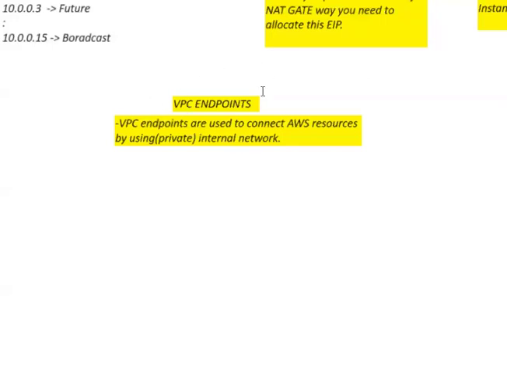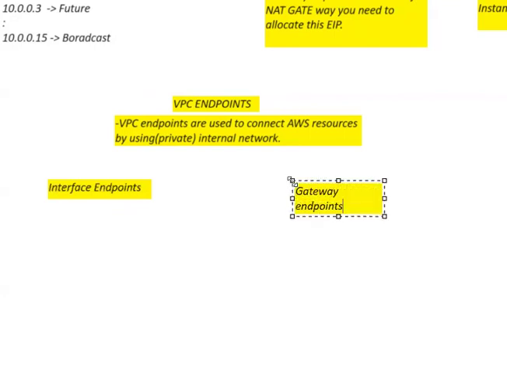Okay, how many types of VPC endpoints do we have? These VPC endpoints are again classified into two types. Those are interface endpoints, and the second one is gateway endpoints. So let us write that here as well. We have two types of VPC endpoints. First one is interface endpoints. Second one is gateway endpoints.